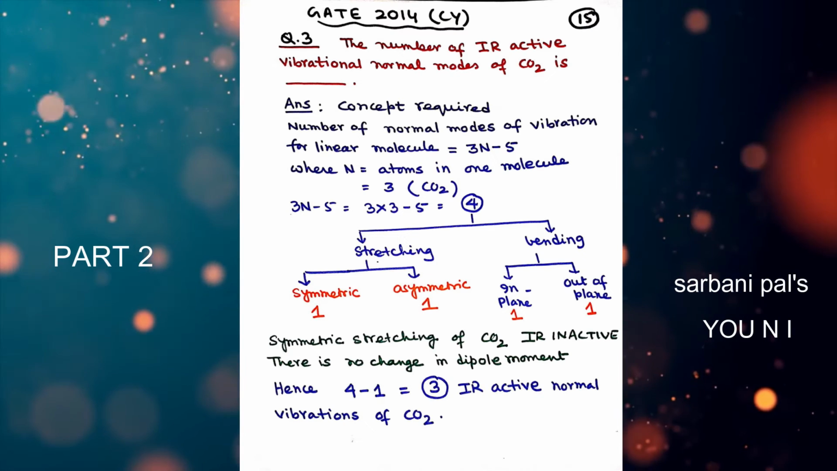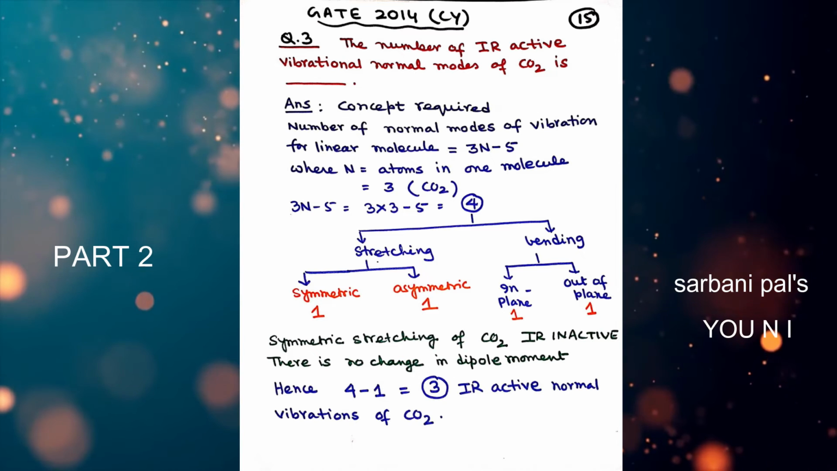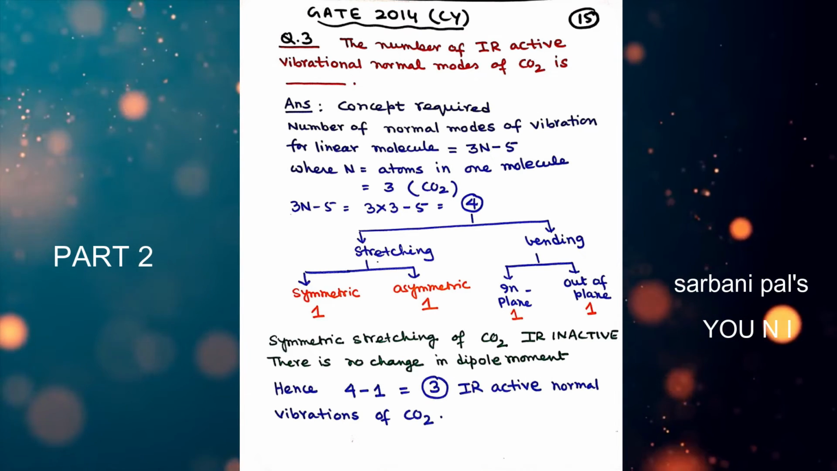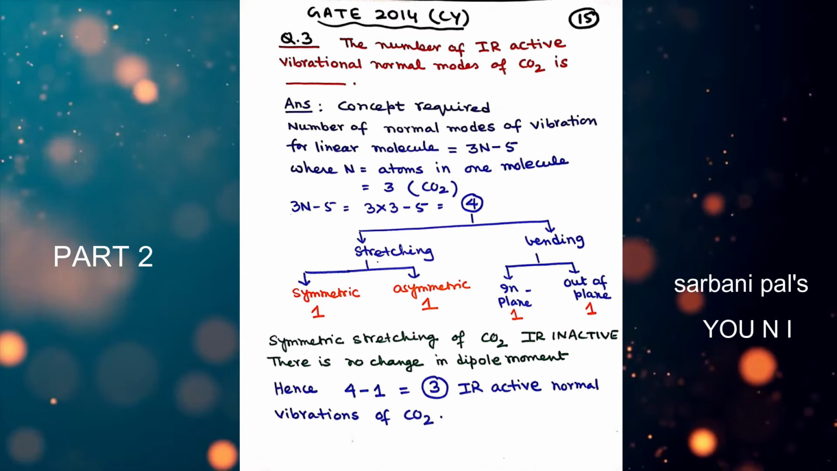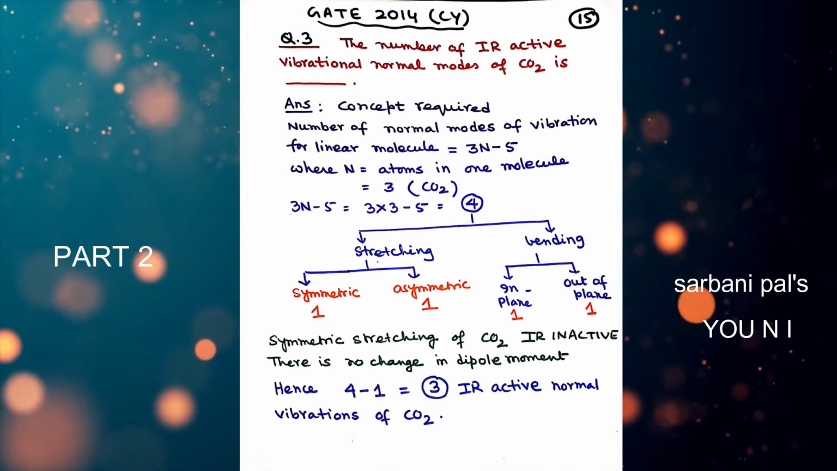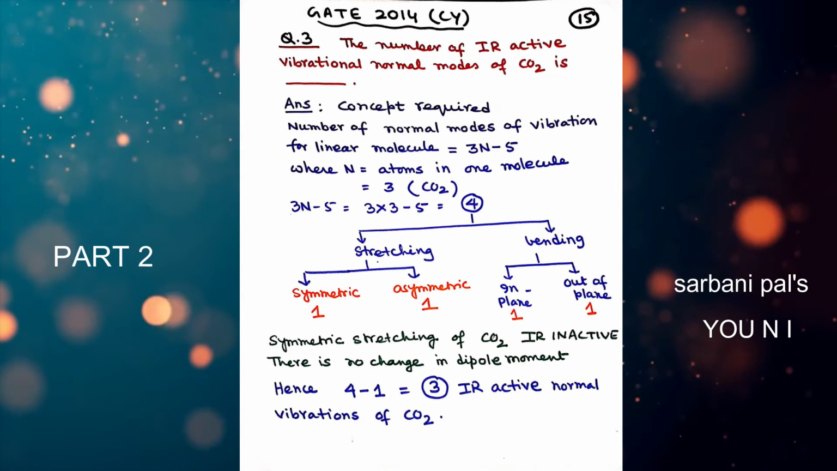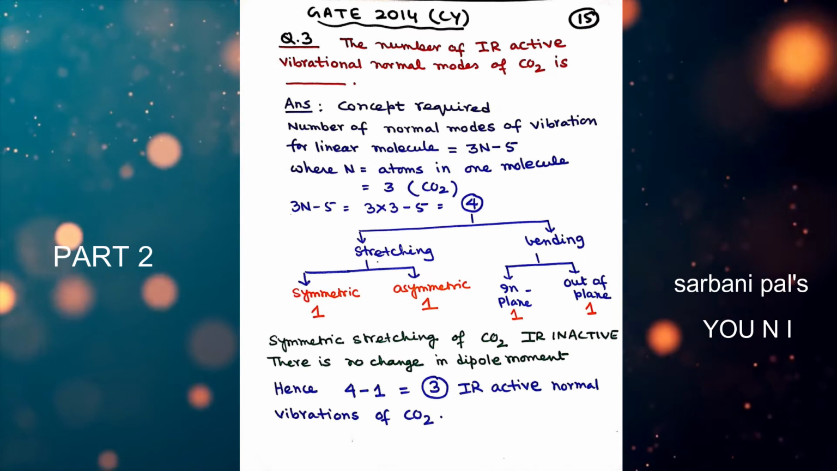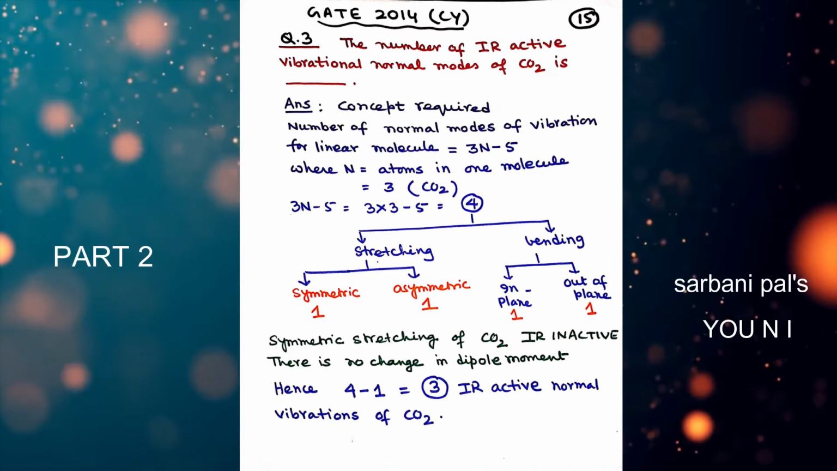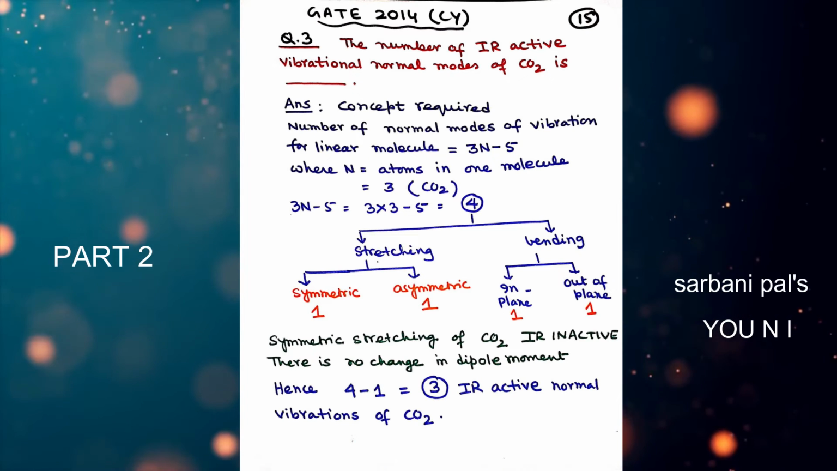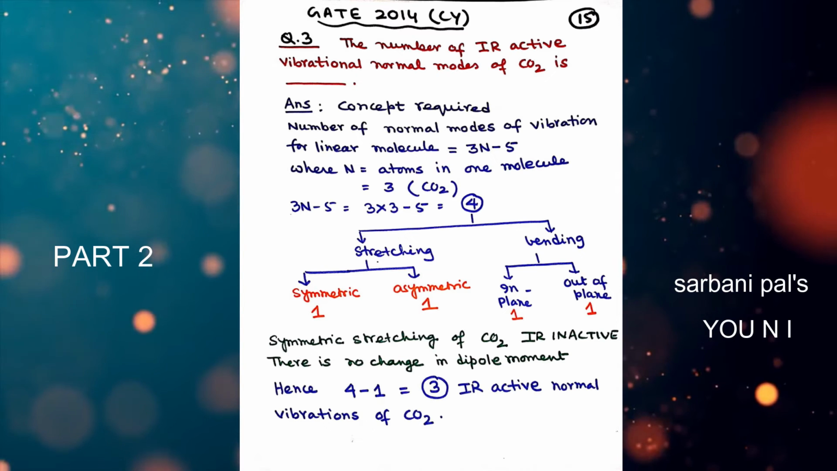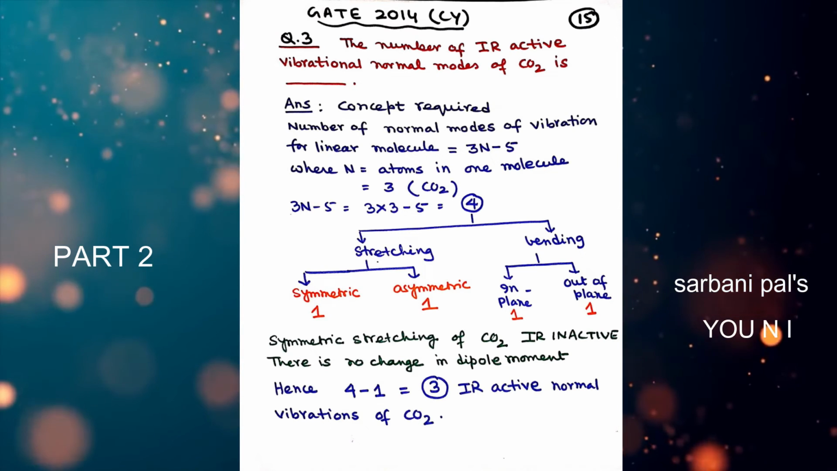Carbon dioxide is a linear molecule, so we have to use the 3n minus 5 formula, not 3n minus 6, where n is the number of atoms in one molecule; in carbon dioxide the n value is equal to 3. Now if we put it into 3n minus 5, then 3 into 3 minus 5 is equal to 4. Now these 4 normal modes of vibration can be divided into two categories, stretching plus bending. Now we know stretchings are of two types, symmetric stretching and antisymmetric stretching.